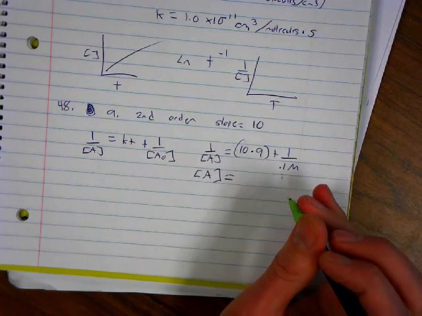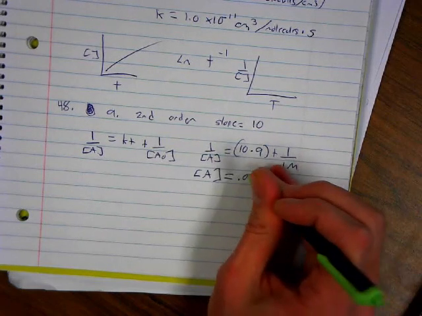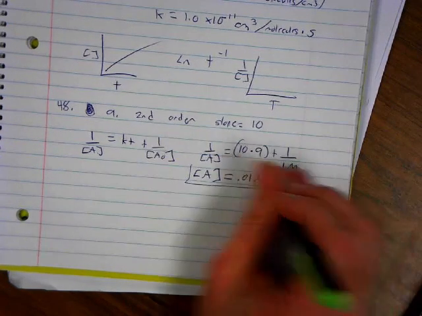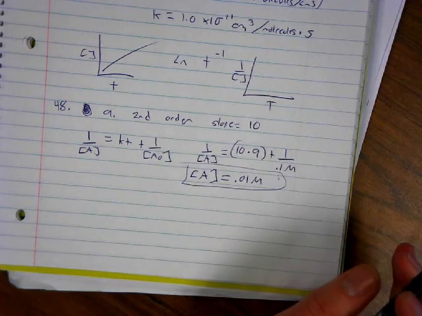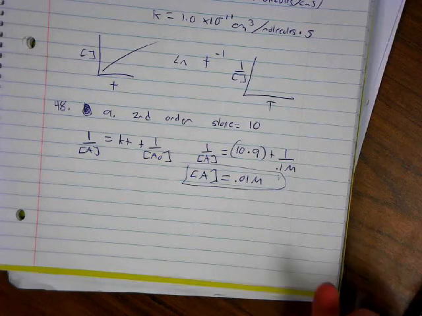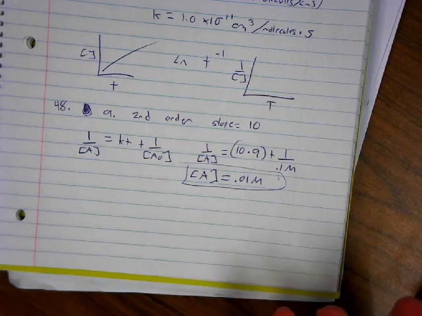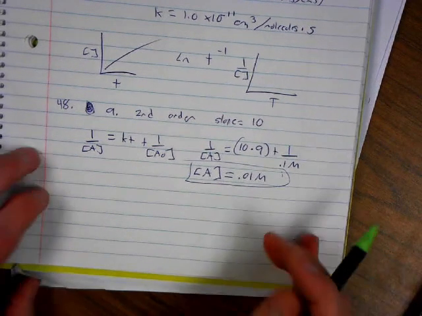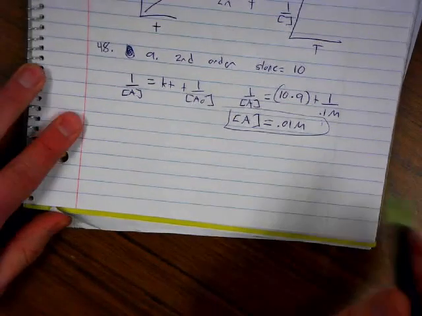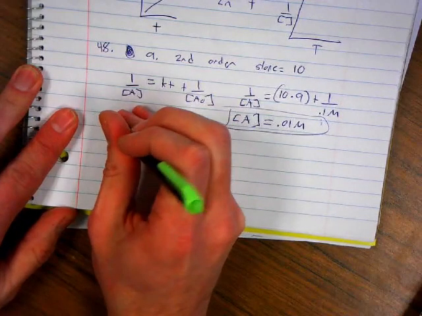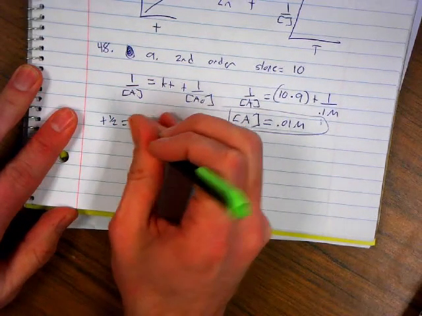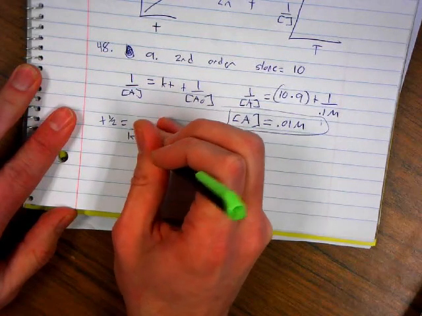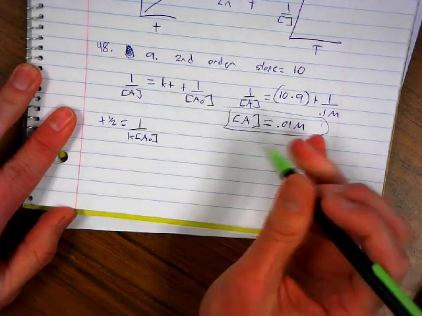That's why you have to understand where this came from. Why is that one not negative? Never mind. Eventually, the concentration of A ends up being 0.01 molar. So that is 48a.